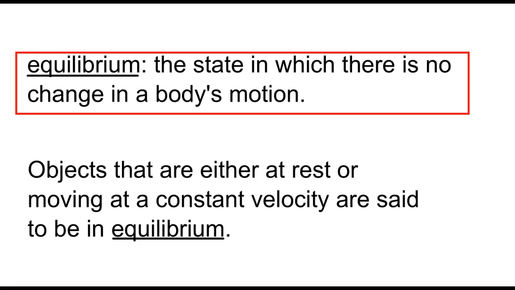Equilibrium is the state in motion where there's no change in a body's motion. That means the object could be sitting still, or it could be moving at a constant velocity, like you're on cruise control. You're going 20 miles per hour down the road, you're not speeding up, slowing down, or changing direction. It means that the forces are balanced. You are in equilibrium. Whatever the air resistance and friction on the road is, the car is counteracting it with the force coming from the motor.